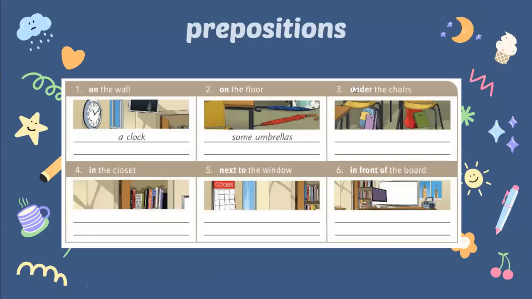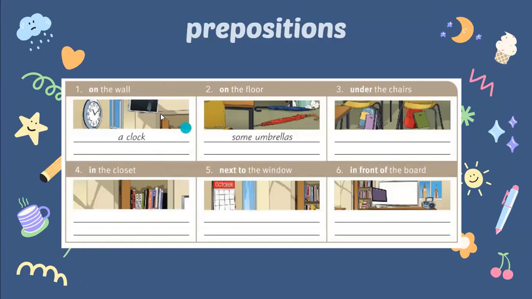We have on, under, in, next to, in front of. Now on, we're going to use this for on a wall, okay? Things that are posted on a wall or on a surface, okay? Cuando están basically sobre una superficie, okay? All right, so we have over here on the wall.